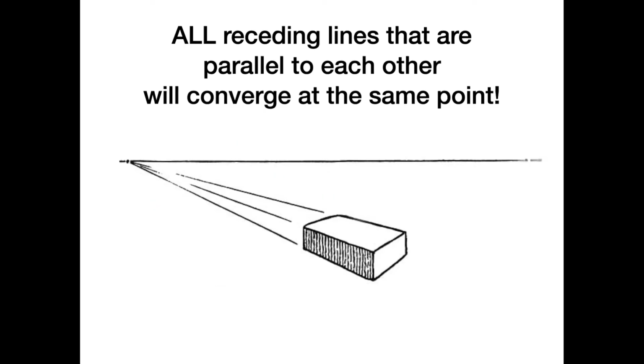I want to reiterate, all receding lines that are in nature parallel to each other, if continued far enough, will eventually meet at the same point. So all these lines here are parallel. They meet at a vanishing point. And notice that I said lines that are parallel to each other.